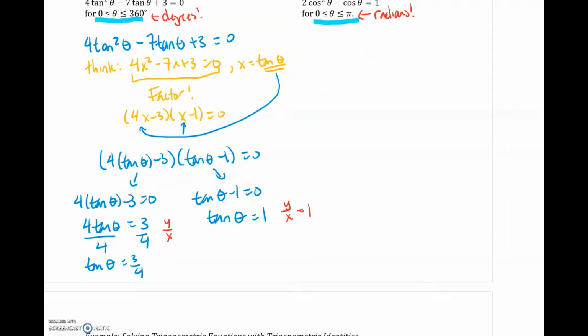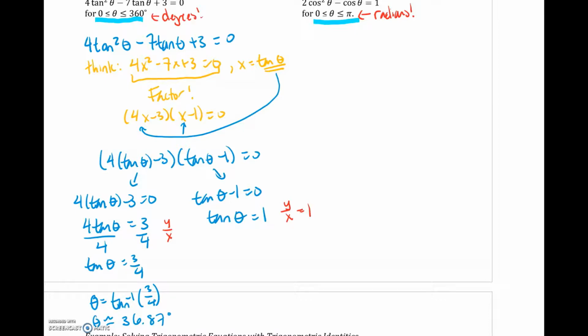So what I'm going to do is my inverse tangent function to get inverse tan of 3/4. Put that into my calculator, and I didn't say where to round it to, so let's go ahead and round it to the nearest hundredth. So theta is roughly 36.87 degrees. Okay.